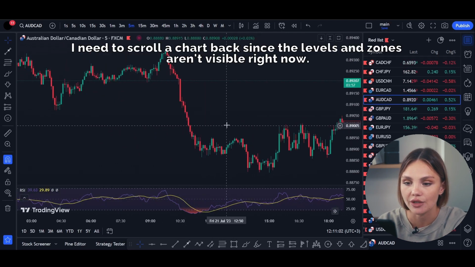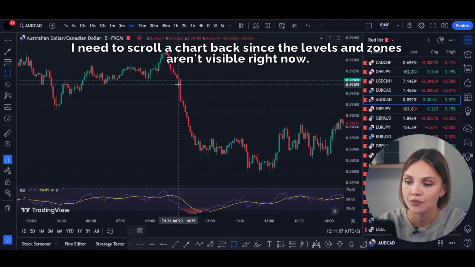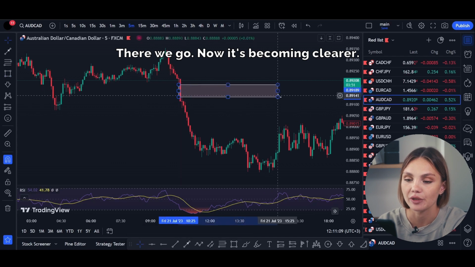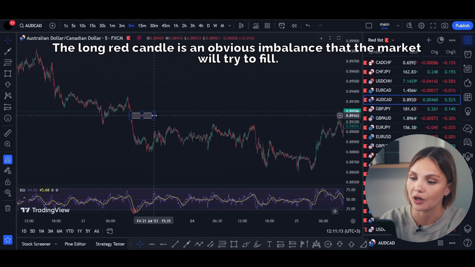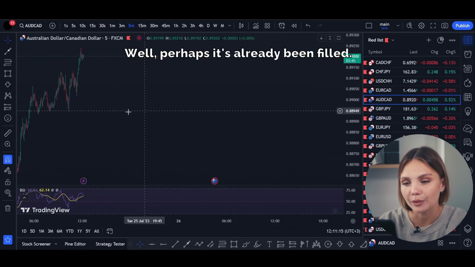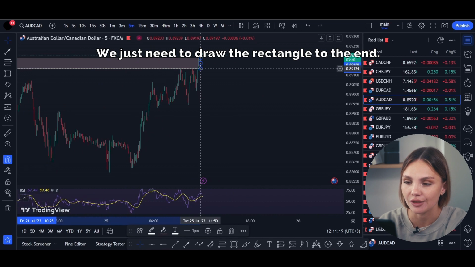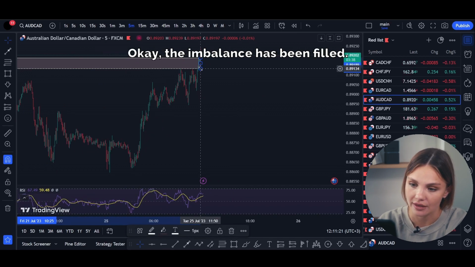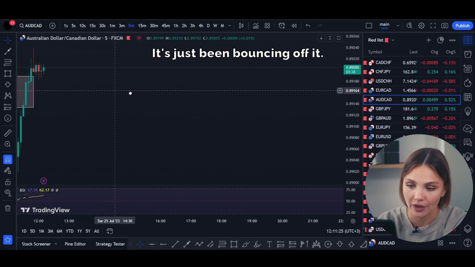I need to scroll the chart back, since the levels and zones aren't visible right now. There we go, now it's becoming clearer. The long red candle is an obvious imbalance that the market will try to fill. Well, perhaps it's already been filled, we just need to draw the rectangle to the end. Okay, the imbalance has been filled. The price hasn't tested this zone yet, it's just been bouncing off it.